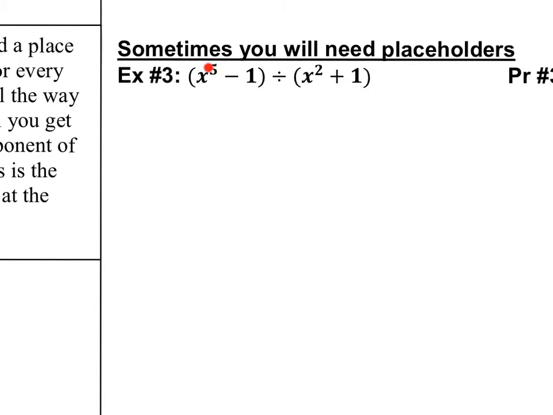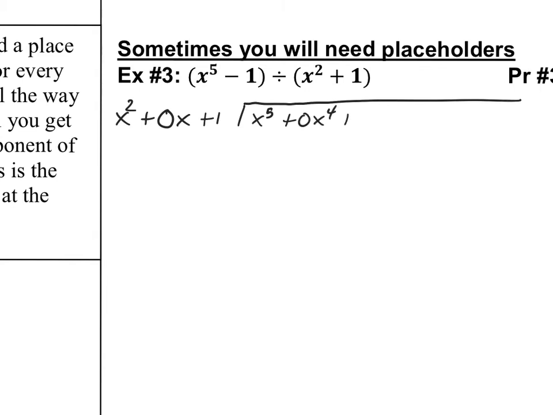But right away you'll see this is a 5, and I don't have a 4, a 3, a 2, or a 1. So when I write all this out, I need to put in these placeholders. Same thing here. I have x squared, but I don't have x to the 1. I do have x to the 0, but I'm going to have to put in placeholders. So let me show you what that looks like. x squared plus 0x to the 1 plus 1 divided by x to the 5th plus 0x to the 4th plus 0x cubed plus 0x squared plus 0x, and then finally minus 1.